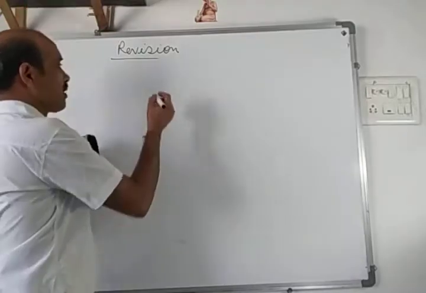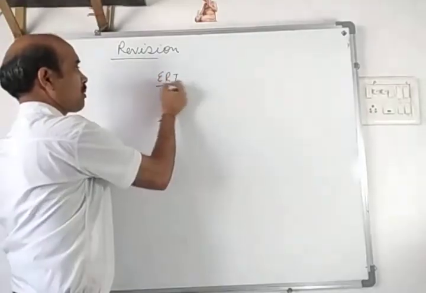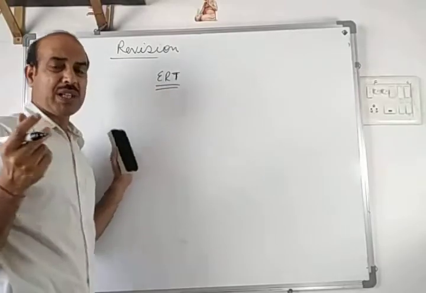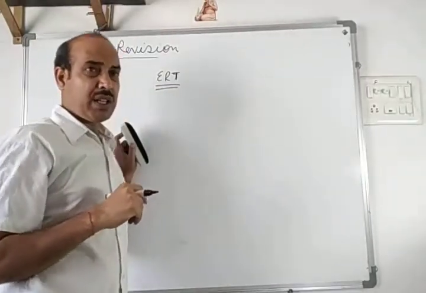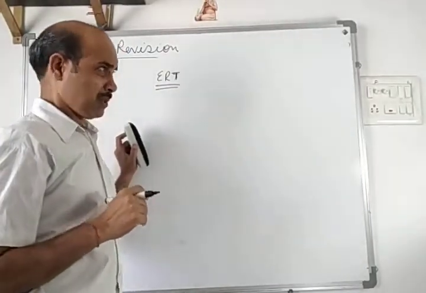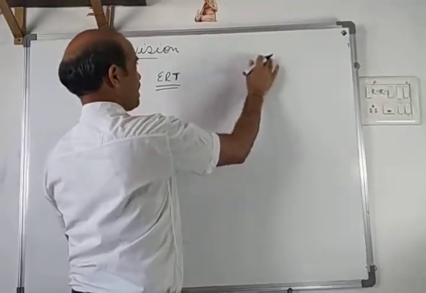Then comes elementary row transformation. This is a very confusing topic. Many times children send doubts regarding this topic. Before this, firstly we have to understand the inverse.